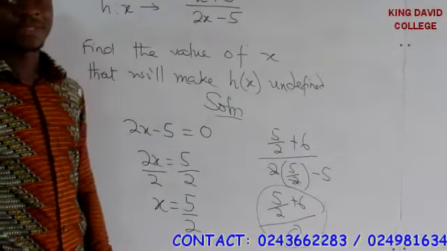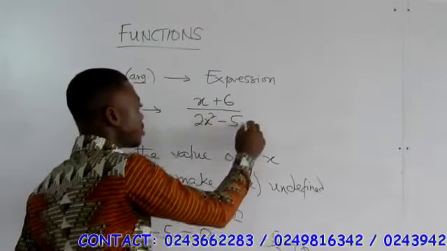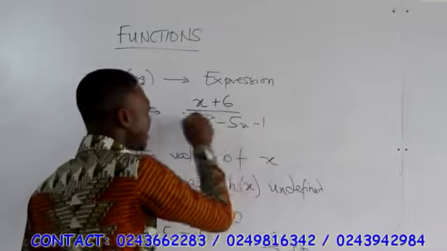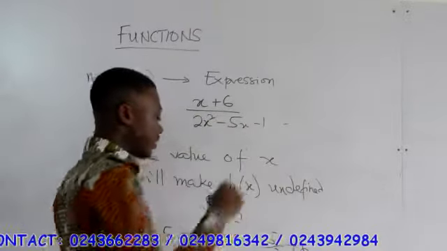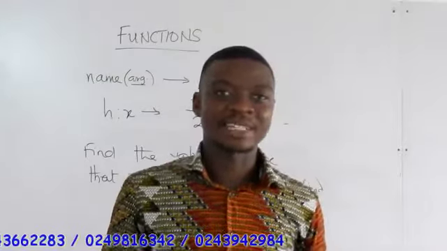So you can be given here to be a quadratic equation. The same thing, just take the denominator, equate it to 0, and then you solve for what? X. As simple as that, okay?